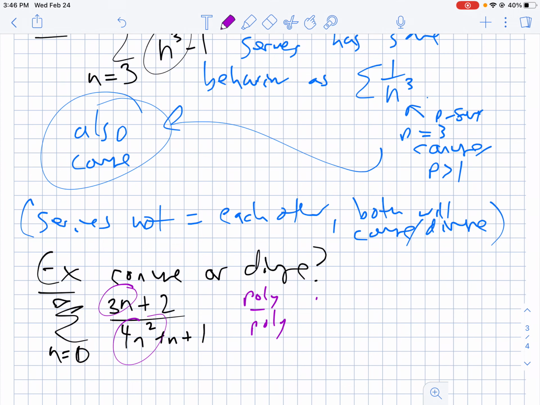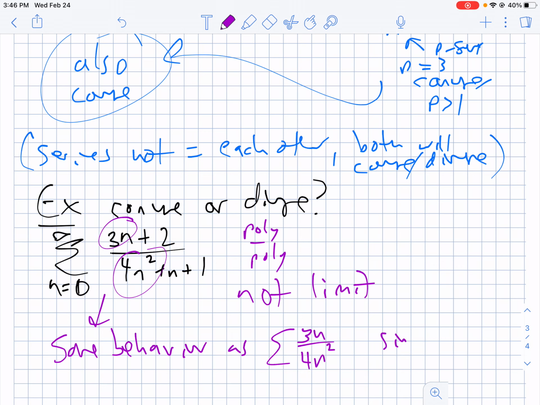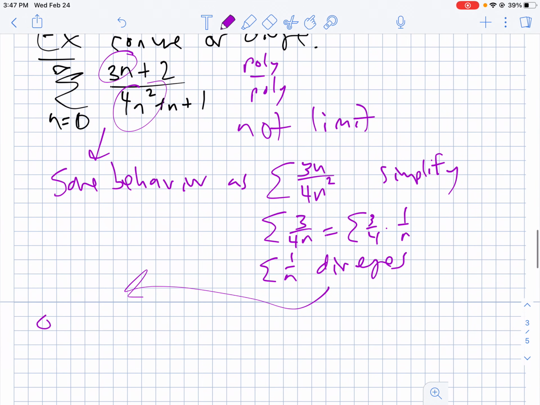And again, I'm not just taking a limit. It's not a limit, which is confusing because if we have a limit to infinity, we look at leading terms, but we're doing something similar here. But this is not a limit; this just says this is going to have the same behavior as the series of 3n over 4n squared. Now again, I want to simplify this. When you simplify, you can cancel an n, and this is just the series of 3 over 4n, which is the same as the series 3/4 times 1 over n. Well, we know that the series 1 over n diverges because we've been paying attention at some point in the last 2 weeks. So what that means is the original series also diverges.